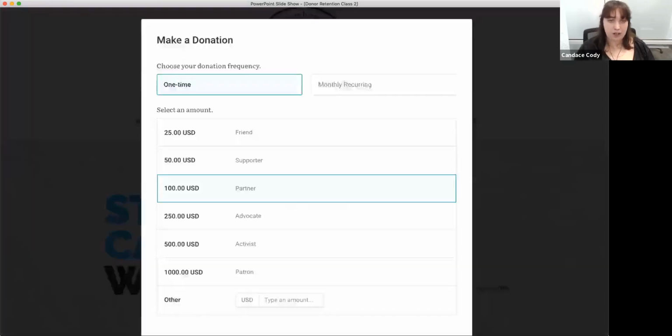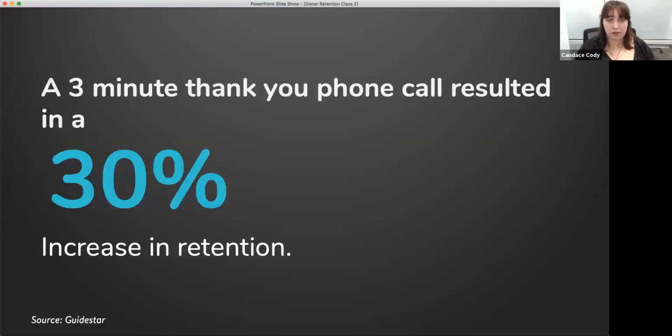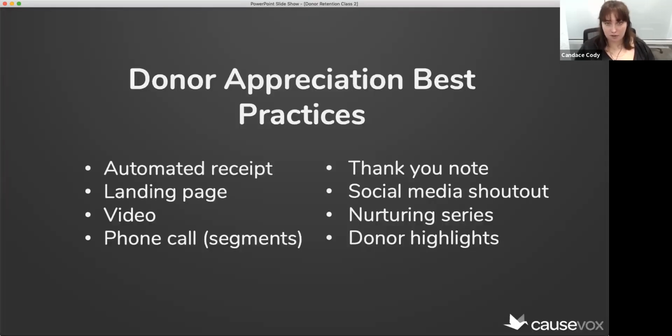I really think that the phone call idea is important because it does increase donor retention, but I also completely acknowledge that you might not have all of the time and resources to make a bunch of phone calls all the time. So I would maybe segment the phone call and reserve that for donors above a certain dollar amount. So either that $250 amount, or maybe just even $100 amount. So whatever kind of works well for your organization.